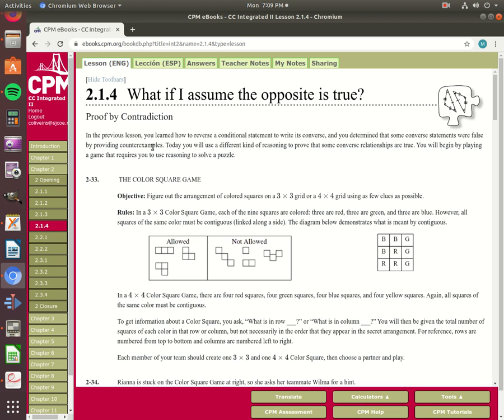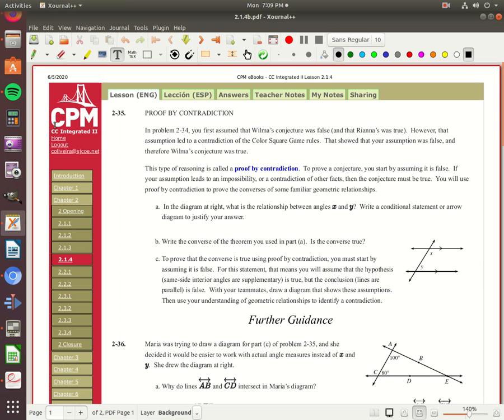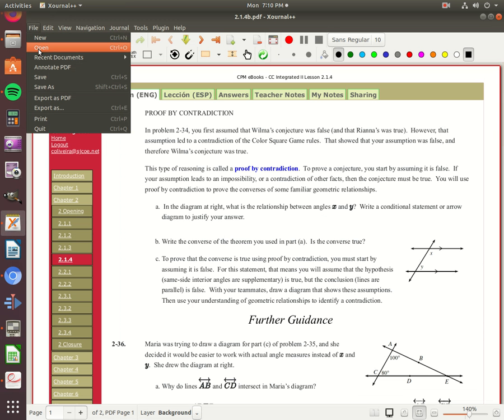4 starts out with proof by contradiction, essentially proving something's true because it can't be false. It's kind of an interesting way of looking at things, but anyway, let's go ahead and take a. I might have actually even misspoke on that. I don't know. So let's go ahead and look.